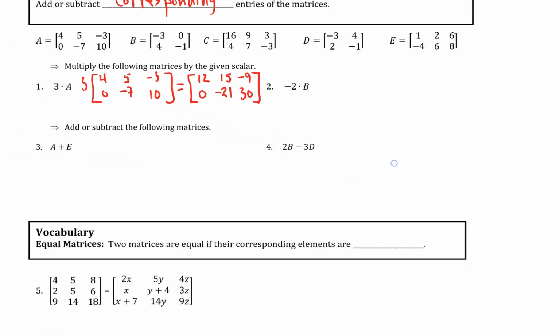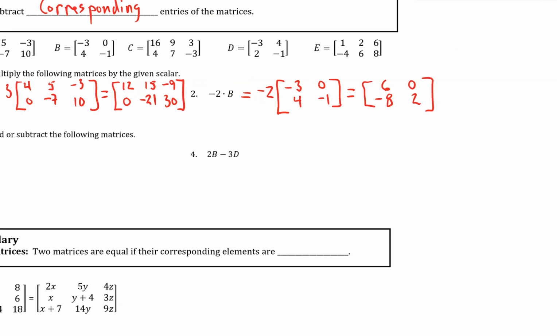You go ahead and do this one, and then I'll give you a minute, and we'll come back and talk about it. So make sure you stop the video and do this part. All right, so hopefully you came up with that answer, which would be the matrix that is a 2 by 2 that has 6, 0, -8, and 2. Let's move on to this next section.